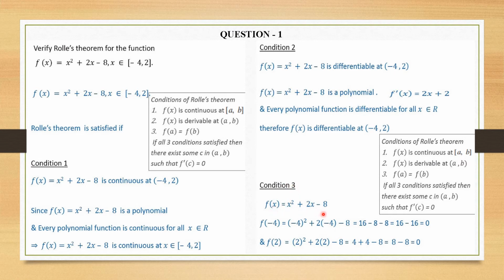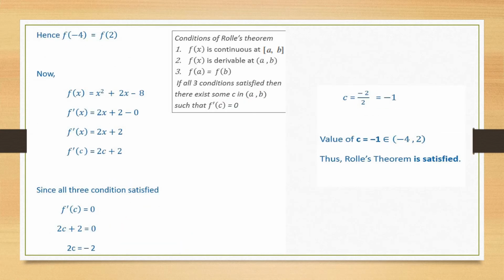f(x) is x square plus 2x minus 8 and I need to check its values at the two endpoints. So f(-4) is 0 and f(2) also turns out to be 0. That means the third condition of Rolle's theorem is also verified. So we get f(-4) is equal to f(2).